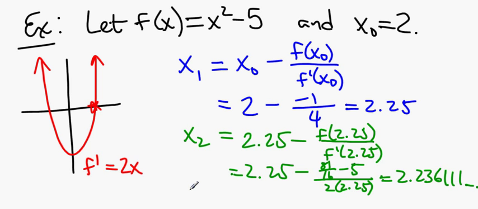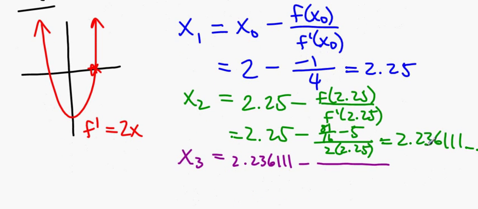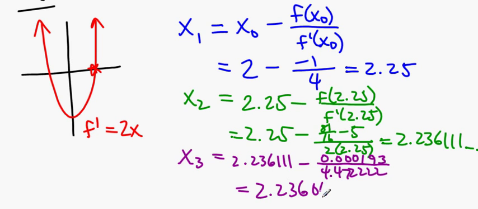So then what? Well, then we look for a third iteration, and we can just keep doing this. So we can do 2.236111 minus f of 2.236111. See, this is really small now. Over f prime of x2, and that turns out to be 2.236068 dot dot dot, and that's actually a really good approximation.